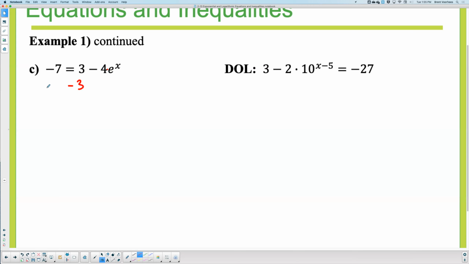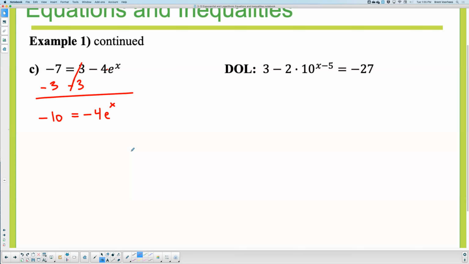We could subtract this 3 from both sides. I can do that. The inverse operation of a +3 is a -3. So those will subtract. What is -7 minus 3 more? -10 will equal -4 times e to the power of x.